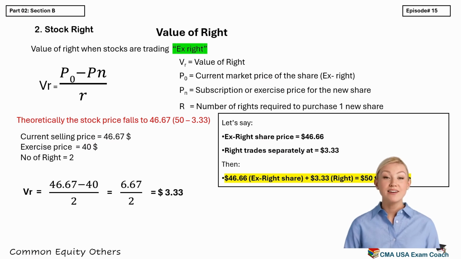Let's assume that after going ex-right, the share price drops to $46.66. The right, which is now trading separately, has a value of $3.33. Now, if a shareholder wants to recreate the original combined value of the right on share, they would hold the ex-right share worth $46.66 and the right worth $3.33. Together, these add up to $50, which matches the original share price when it was trading with the right.